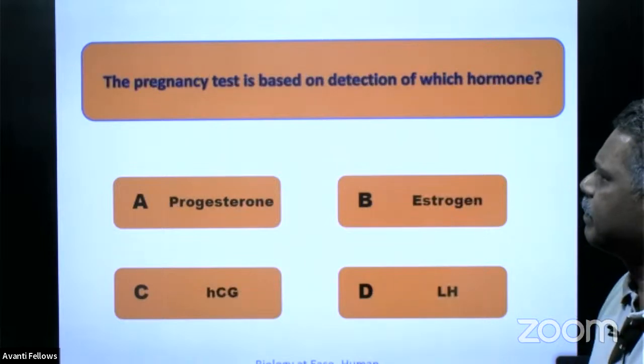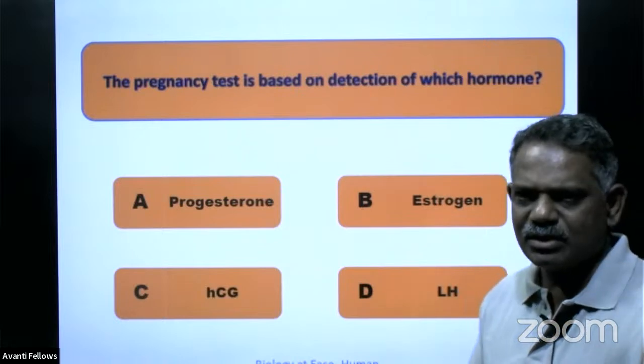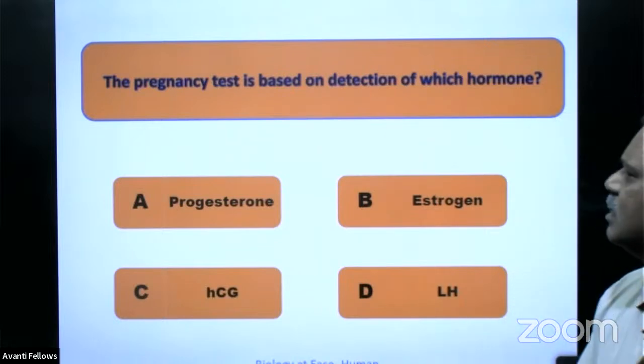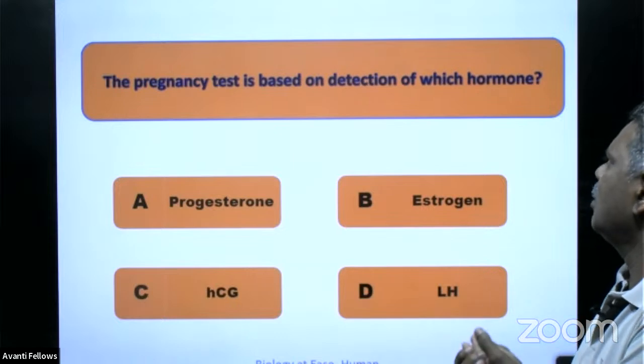Then, next, related to the pregnancy test that we haven't discussed in the class. Pregnancy test is based on the detection of which hormone?